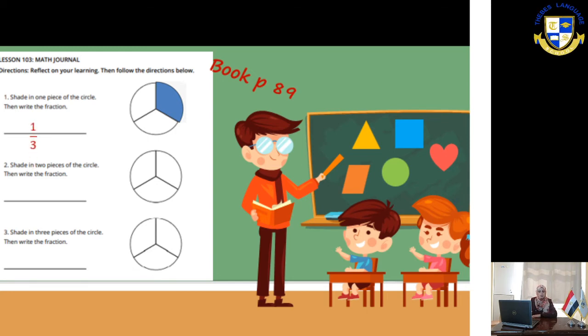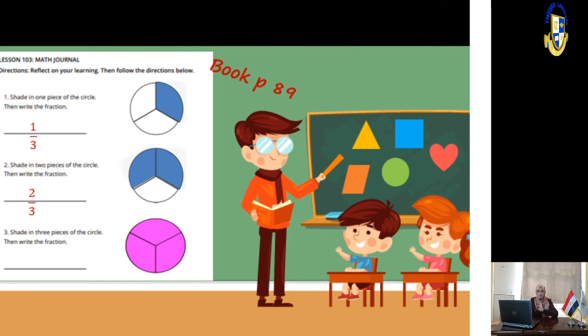In the second shape, you colored 2 parts. Count 2 parts out of how many total? 1, 2, 3. So your fraction is 2/3. In the last one, number 3, shade 3 pieces. You shaded the 3 pieces, write the fraction 3/3.